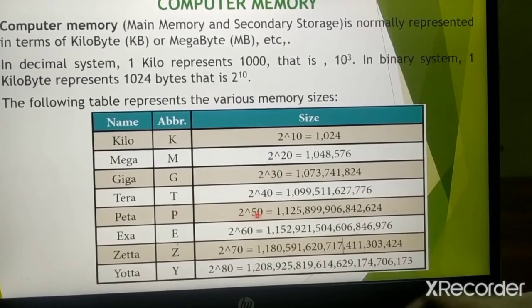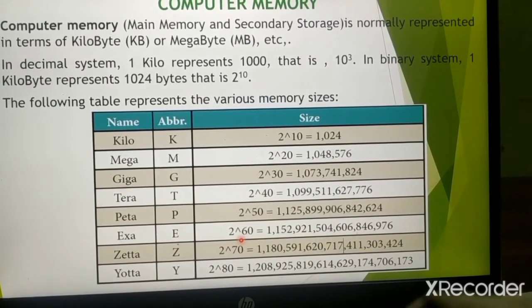Petabyte, 2 to the power 50 bytes. Like exabyte, 2 to the power 60 bytes is equal to 1 exabyte. Next is zettabyte. Zettabyte is equal to 2 to the power 70 bytes. Next is yottabyte. Yottabyte is equal to 2 to the power 80 bytes is equal to 1 yottabyte.